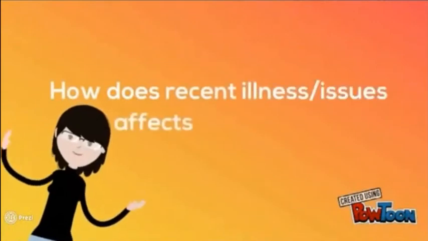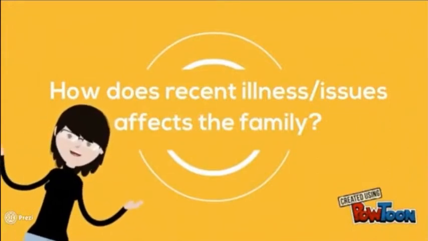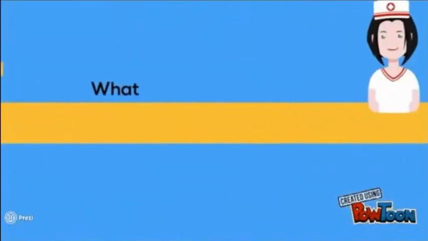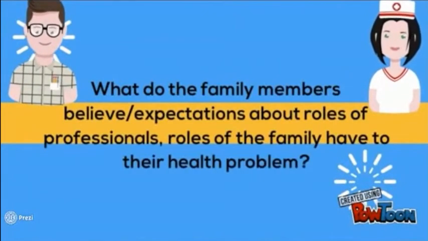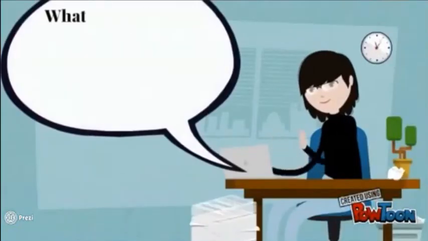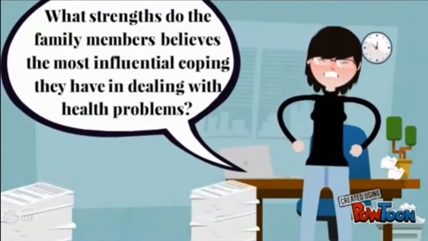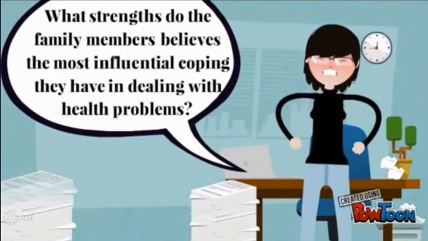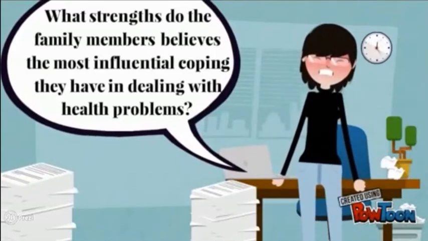How has the recent illness affected the family? Illness and family issues cause stressful situations, and reactions to and ways of dealing with them may vary among the family members. What do the family members believe or expect about the roles of professionals and the roles of the family in their own health problems? Disagreement among family members produces conflict and draws on energy and emotional resources needed to handle health problems. What strengths do you, the family members, believe are the most influential coping they have in dealing with the health problems? If family members do not recognize strengths, they will have difficulty coping with the health problems. Asking the perception will gather information on the family member's view and can provide a basis for the intervention.